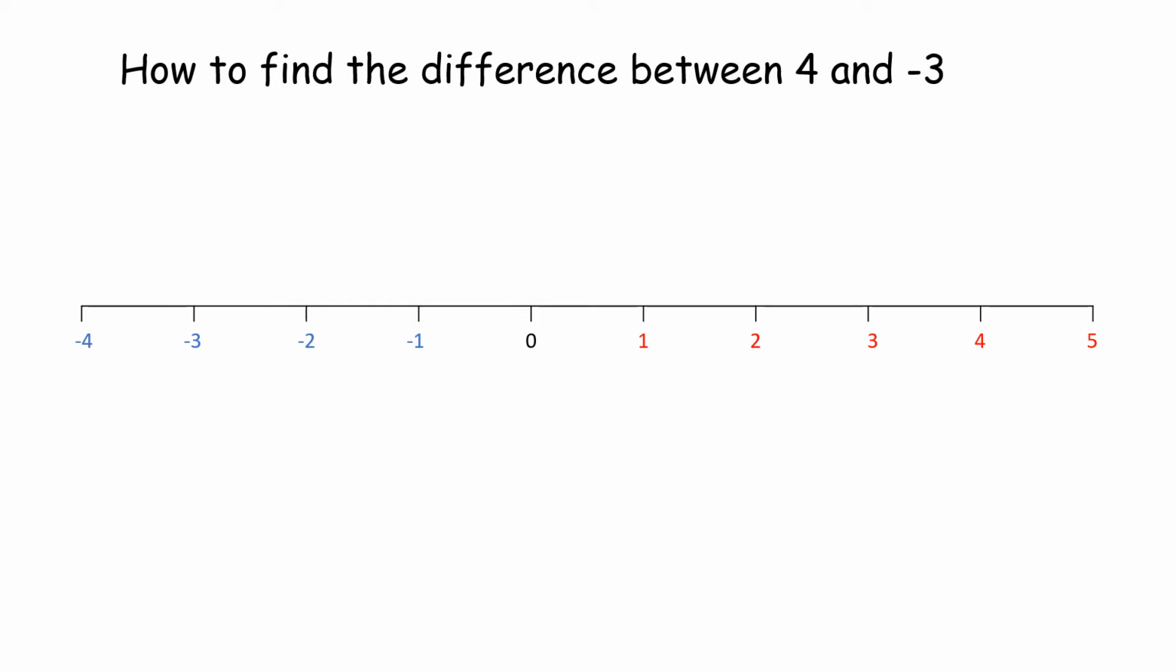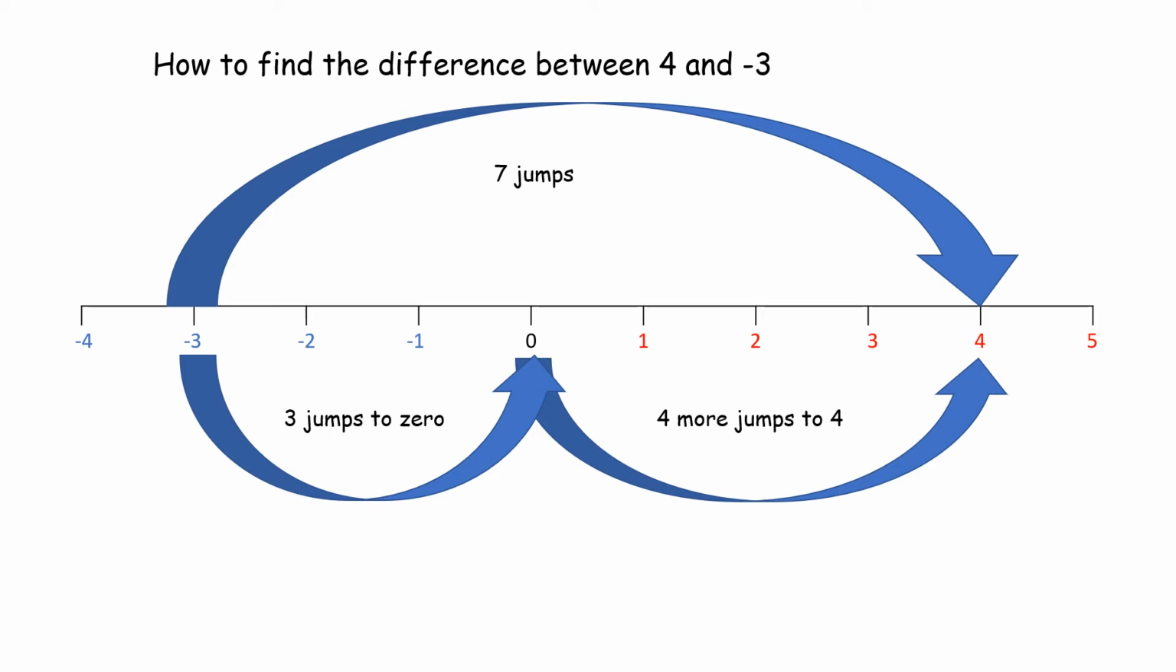So we're going to use this number line to help us. How would we work out the difference between 4 and -3? Well, a really good way is to use the number line. So here's our number line. Let's locate our points. We've got -3 here and we've got 4 here. What we're basically trying to do is to find the difference between them. So let's think about that as the jumps along the number line to get from one of these numbers to the other one.